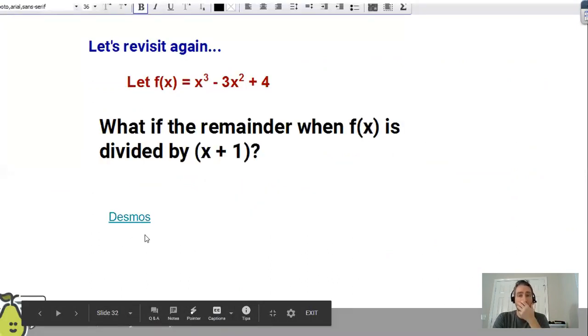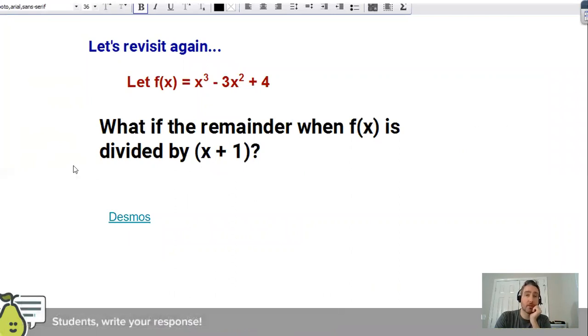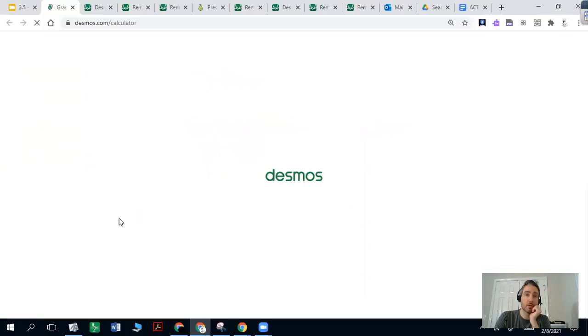So let's revisit again. You've got a question: what's the remainder when f of x is divided by x plus 1? Well, let's see, x cubed minus 3x squared plus 4.